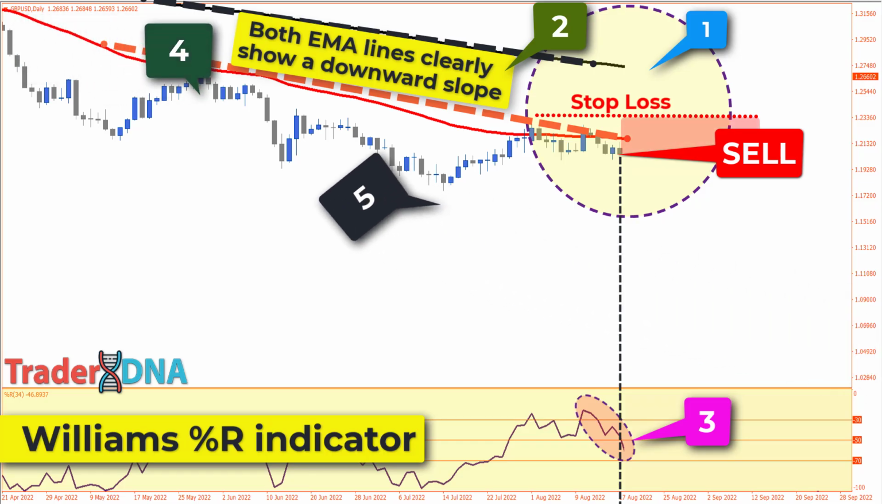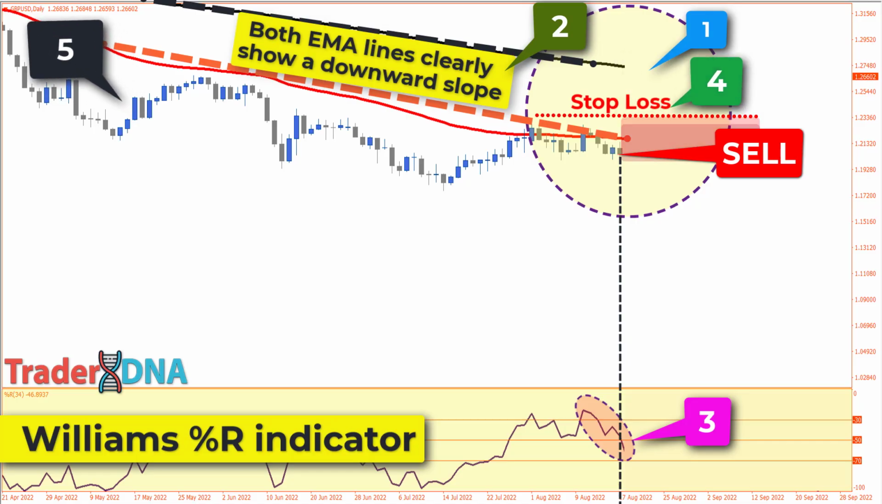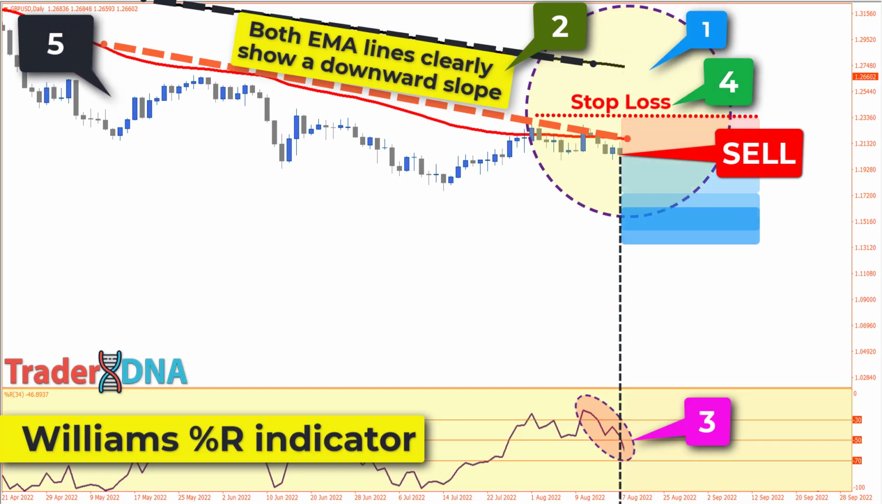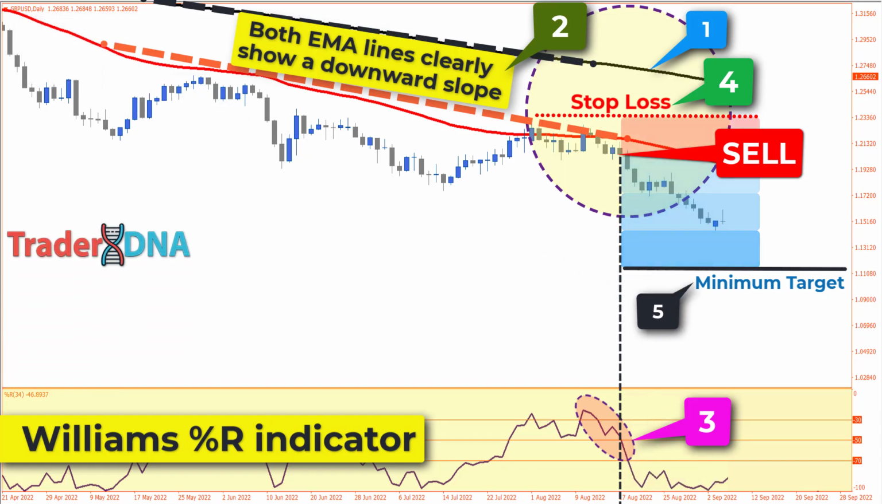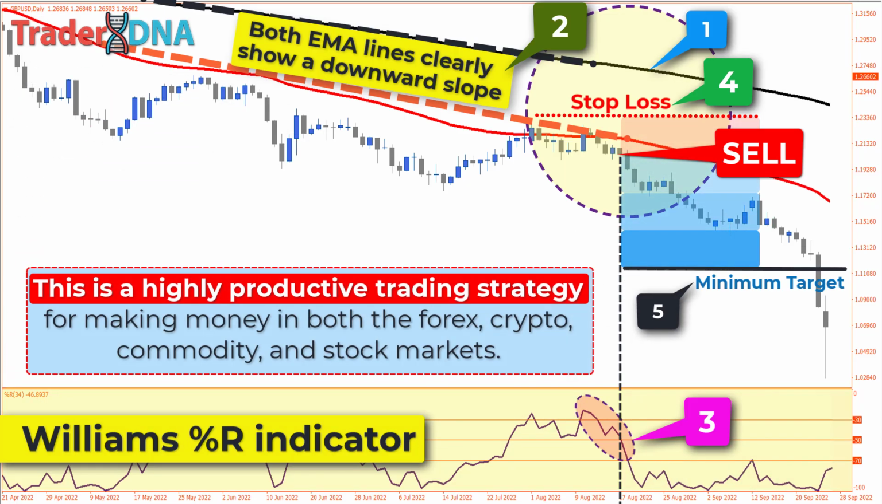Step number 5. Target profit at least 3 times stop loss. To increase your chances of profitability, you want to trade when you have the potential to make 3 times more than you are risking. If you give yourself a 3-1 reward to risk ratio, you have a significantly greater chance of ending up profitable in the long run. As seen in the example above, we can conclude that this is a highly productive trading strategy for making money in the forex, crypto, commodity, and stock markets.